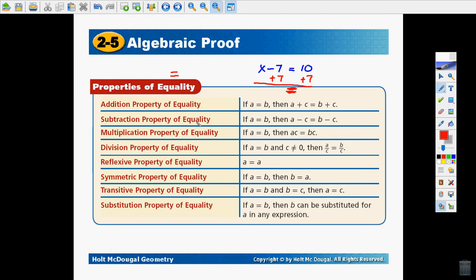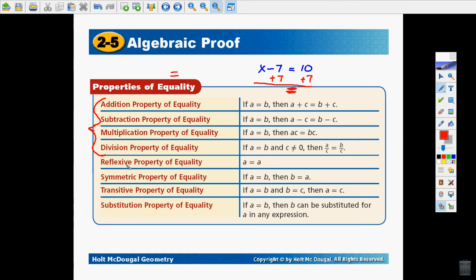Subtraction says the same thing, except instead of adding on both sides, you're subtracting. Multiplication property works the same way, except now you're multiplying C on both sides. And the division property, as you may have already seen, it's also the same. You can divide by the same thing on both sides, and it doesn't change the equal sign. It's not making it an unbalanced equation. Okay, so those 4 are what you use to solve equations.